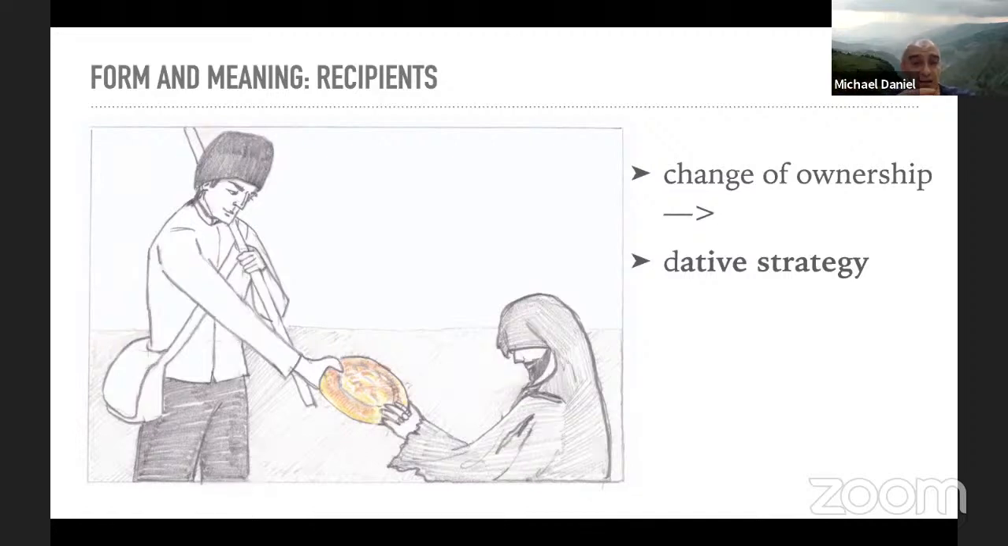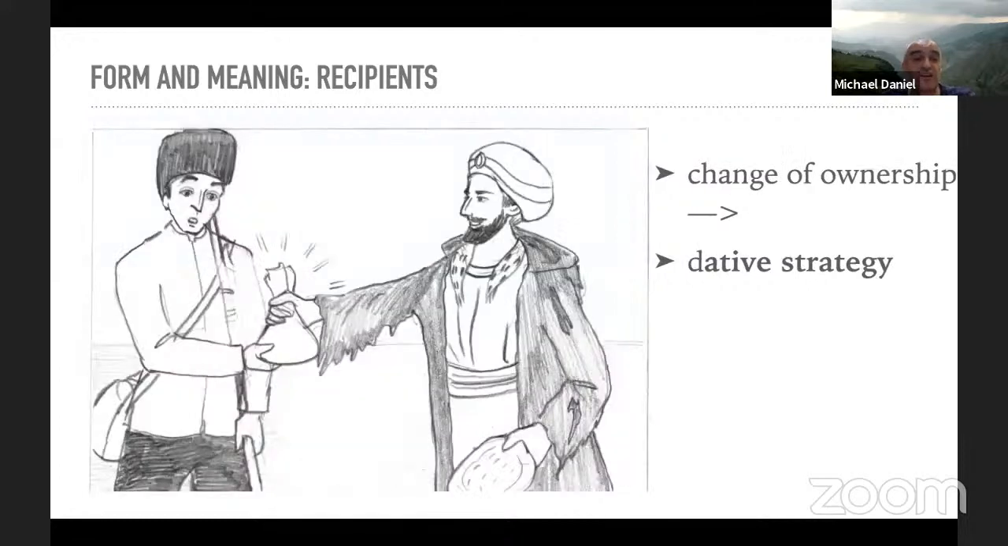So it's a dative strategy here. And then it turns out that this is a king who was asking generosity from his subjects, and he liked the generosity of the shepherd, and he gave him the money, the pouch of gold, to this shepherd, and there's change of ownership again. So this situation is described by dative strategy.